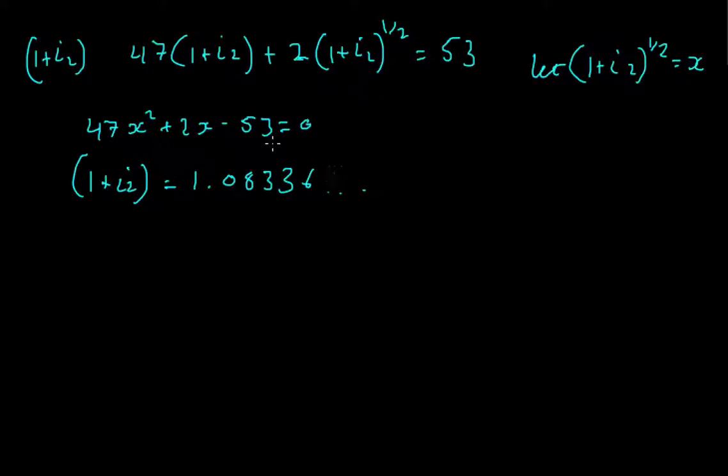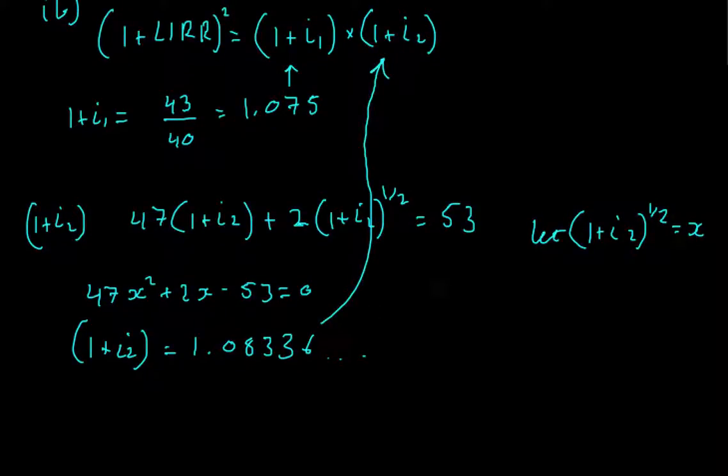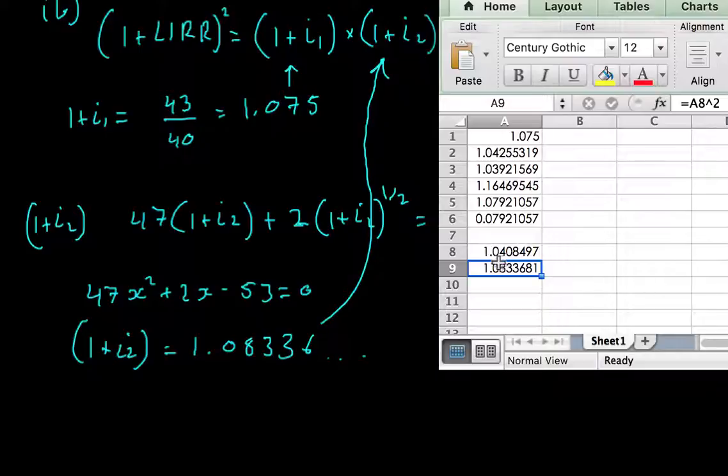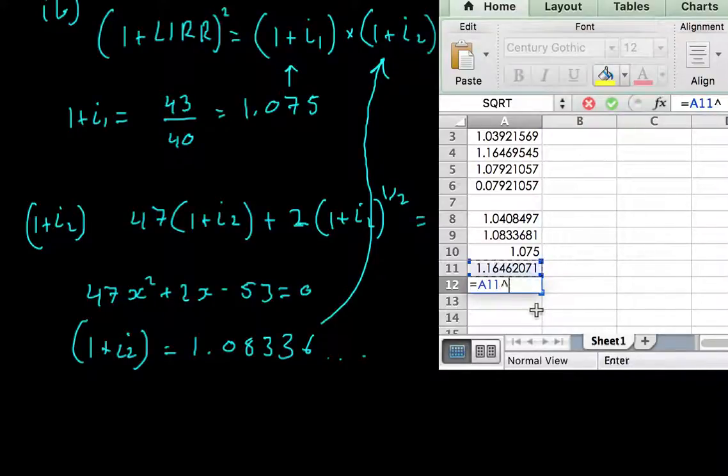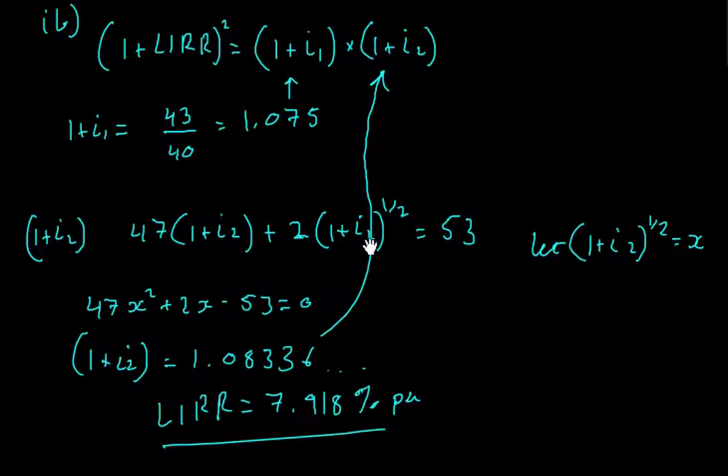And now we just have to multiply this bit by our 1 plus i1, this bit over here. Let's use Excel to solve that. It's this figure here multiplied by 1.075, and this is (1 plus our linked internal rate of return) squared. So all we have to do is put it to the power of a half and then minus 1. And this is our linked internal rate of return, which is 7.918%. So LIRR is equal to 7.918% per annum. There we go, we've done all the numbers on this question.